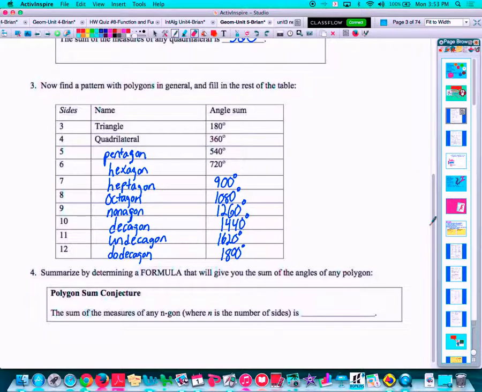Now, since there is a pattern here, we should be able to come up with our first formula to relate the total number of sides to the total angle sum. So why don't you take a minute and see if you can figure out what that formula might be. You probably saw a pattern already.